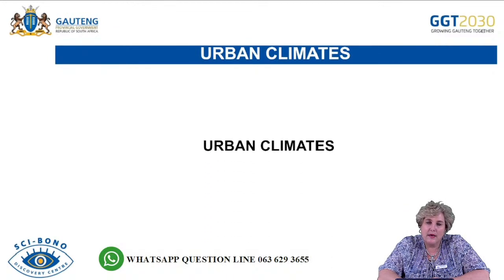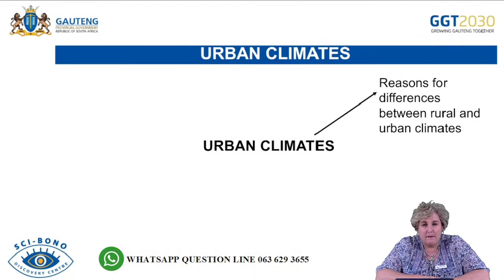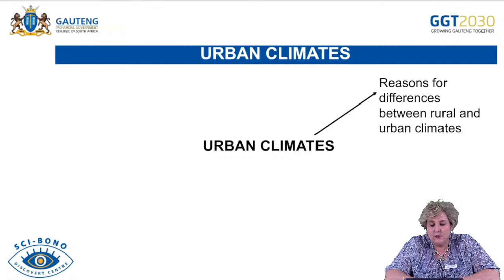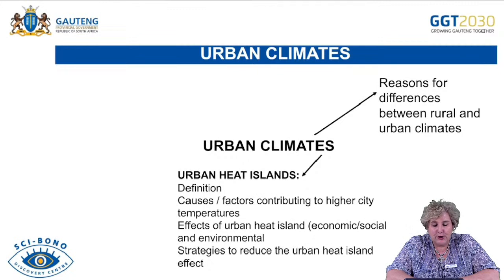Okay, now we come to urban climate. Climates in urban areas. In urban climates, a type of mind map for the urban climate covers the reasons for the difference between rural and urban climates. We're going to look at an urban heat island. What is everything that you need to know about the urban heat island? You need to know the definition, the causes of the urban heat island, the effects of the urban heat island, and strategies to reduce it. So it's definition, causes, effects, and strategies.